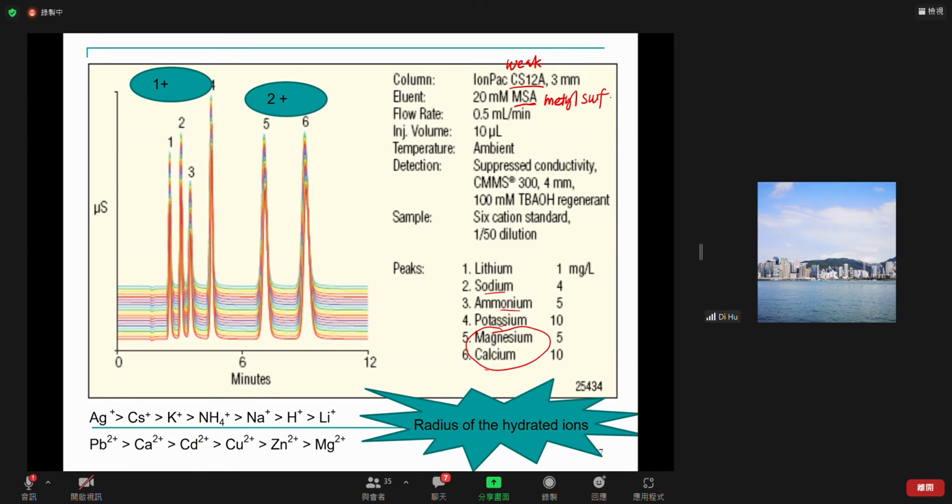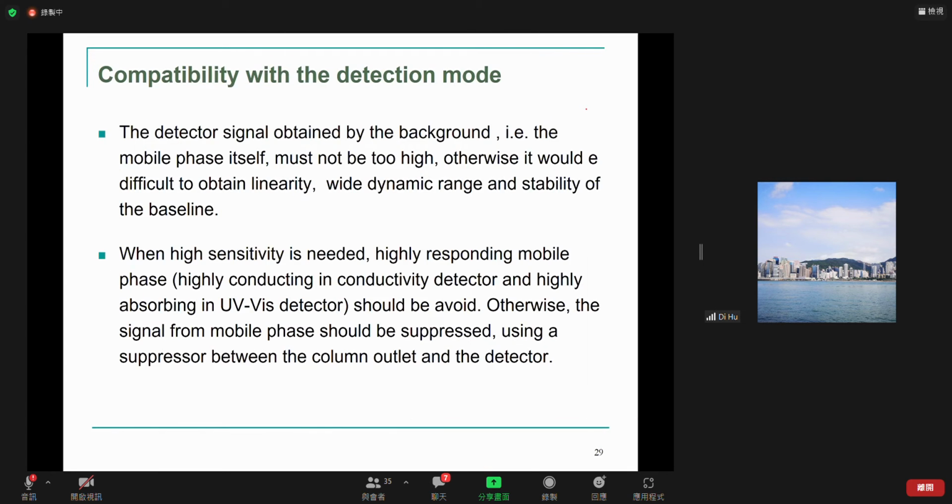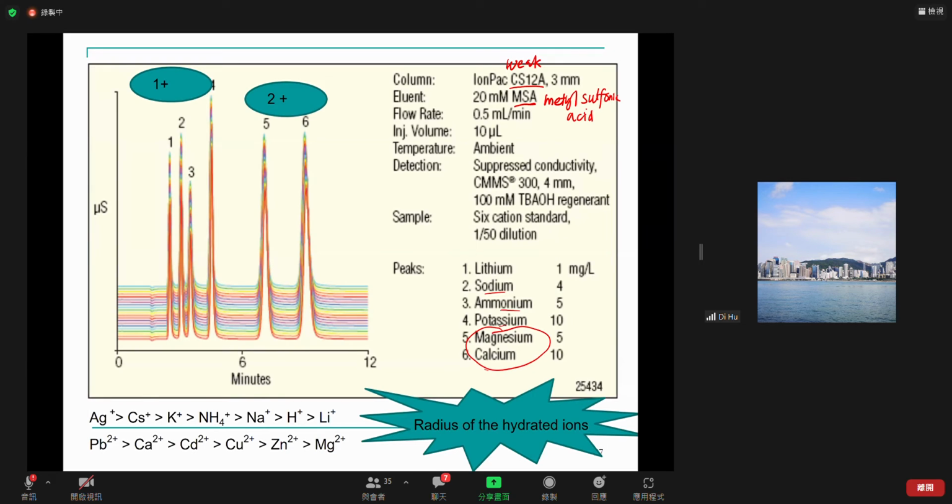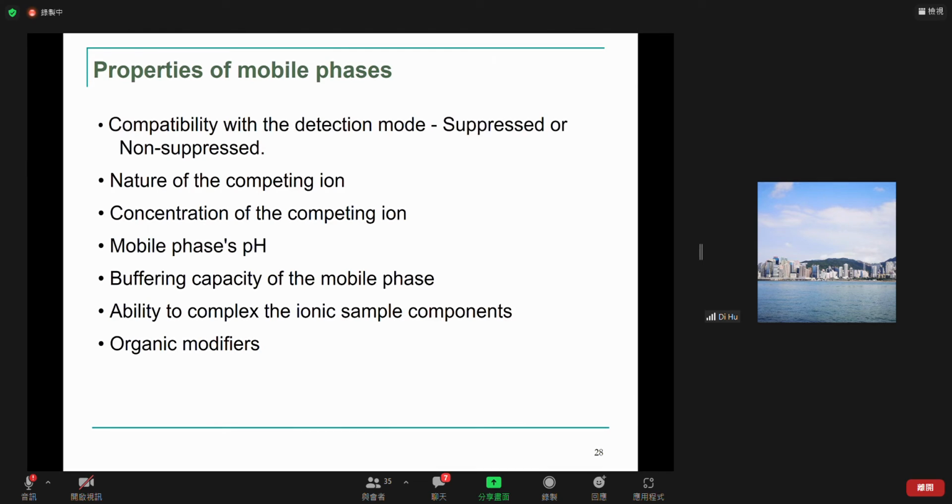So, okay, and then this is how it can handle. And then also use suppressed conductivity. Okay, and to do that. So this just gives you some idea about how that works. And then that is for the ions.